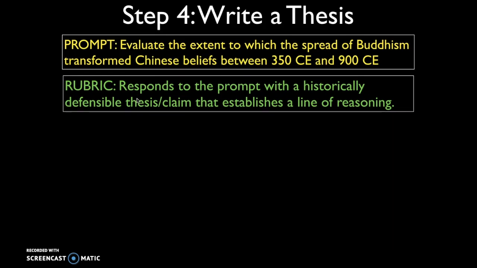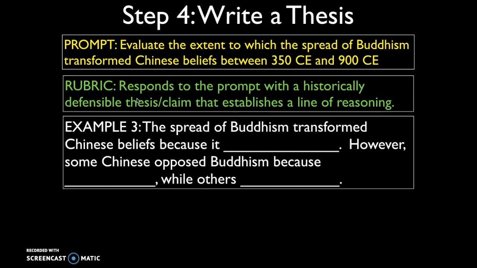All right, so let's look at a third example. This one is more of a template kind of example. It says the spread of Buddhism transformed Chinese beliefs because it. And then in this case, maybe you're going to add in, all right, what are the documents that support the argument that Buddhism ultimately transformed Chinese beliefs? In what ways did it transform Chinese beliefs? And that might be your claim A group. However, some Chinese oppose Buddhism because, and maybe that might be your claim B group. Some documents might suggest, wait a second, not everyone was on board with this transformation to Buddhism.